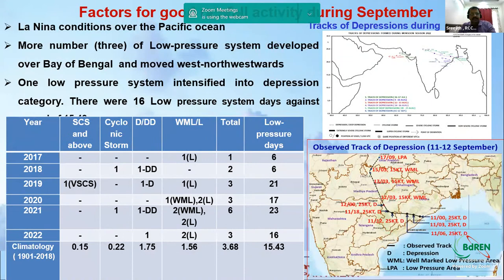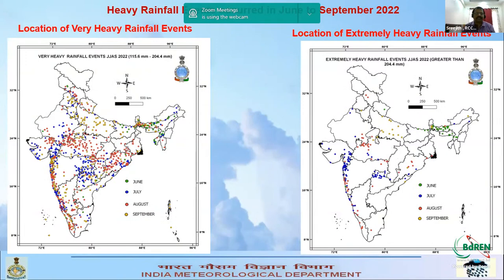And during September, the La Nina condition is also one of the reasons for the good rainfall in September. More low pressure systems developed over the Bay of Bengal and moved west northwestward. There are many low pressure systems formed, summarized here. And now we can see the heavy rainfall situation mainly over the Indian region. In future, we will create similar diagrams for the entire South Asia.